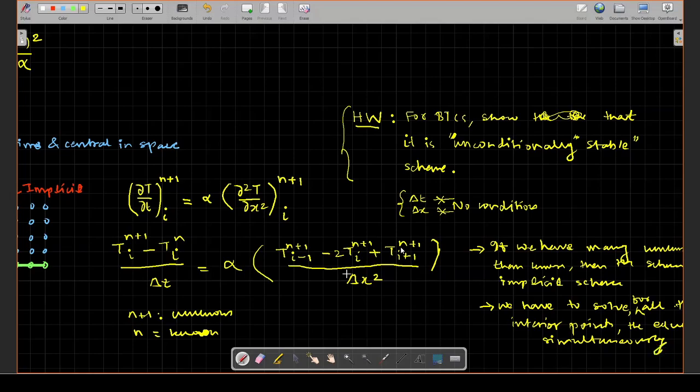In the next class we will see again this discretization and how to solve the 1D unsteady heat transfer equation using the implicit scheme. We'll see the algorithm to solve it.